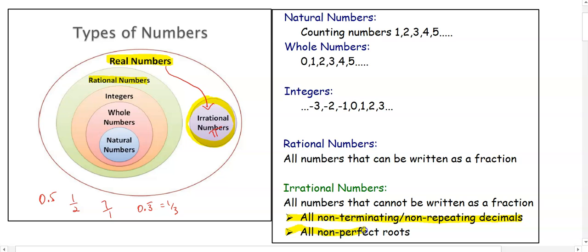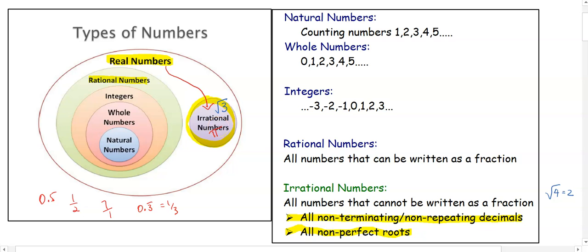The other rule I like to use is non-perfect roots. For example, the square root of 3. 3 is not a perfect square, and when you take the square root of it, you get a decimal just like pi. It does not stop and has no repeating pattern. The square root of 4 becomes 2, so that is rational. But non-perfect roots are irrational numbers.